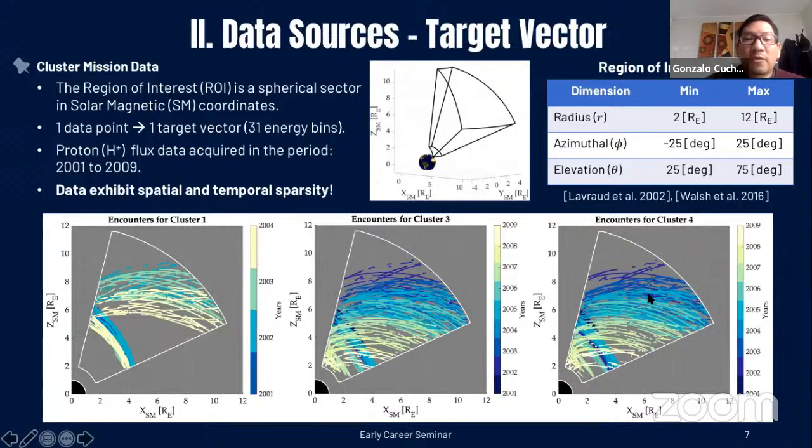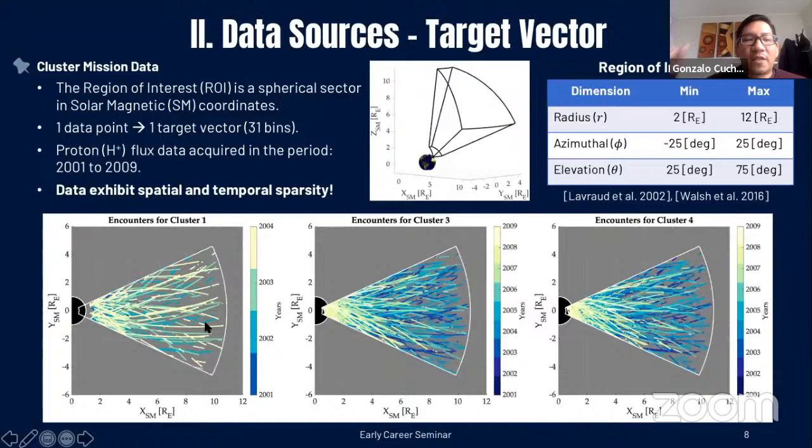Now, in these plots, you can observe the encounters for Cluster 1, 3, and 4 with the region of interest. Each data point here is a target vector and will contain 31 energy bins. The colors here indicate the years in which that data was acquired. For Cluster 1, we have data from 2001 to 2004, and for Cluster 3, we have data from 2001 to 2009. The plots project all these 3-dimensional points into a 2-dimensional plane, just to show you the distribution and the coverage in the radial dimension as well as the elevation dimension, theta.